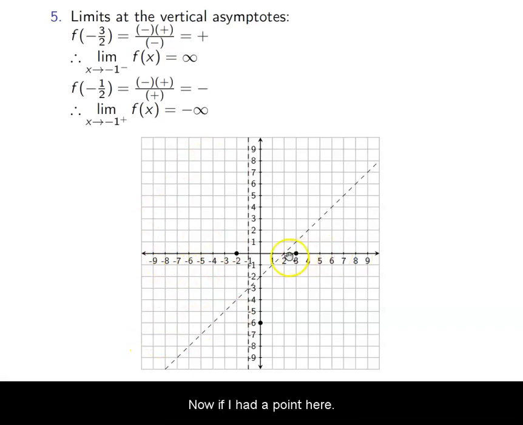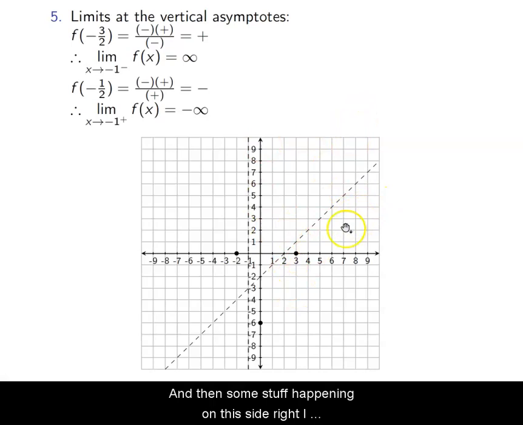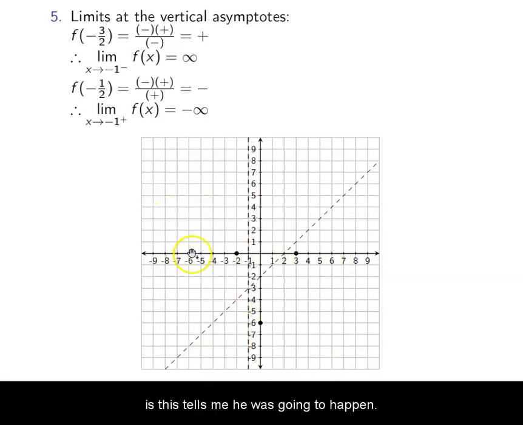Now, if I had a point here instead of this, if this x-intercept was up here, I would have some stuff happening up here and then some stuff happening on this side. Actually, I wouldn't have anything happening on here. I'd only have stuff on top. So I'm sectioned off into 1, 2, 3, 4 pieces. So depending on where my points exist tells me what's going to happen.